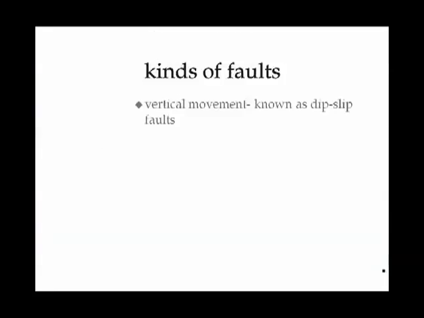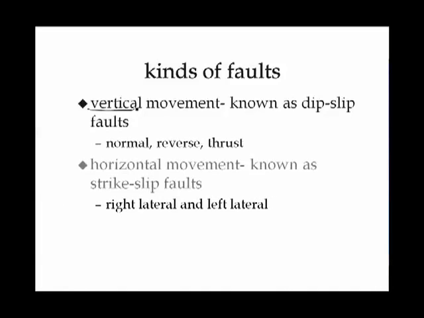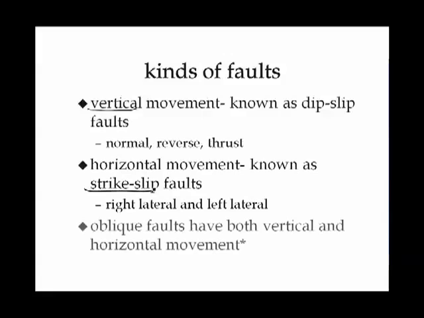Now for faults. The kinds of faults are dip-slip faults, which are from vertical movement, and you have normal, reverse, and thrust. You have horizontal movement giving you strike-slip faults, left lateral and right lateral, or you could have oblique faults with both vertical and horizontal.